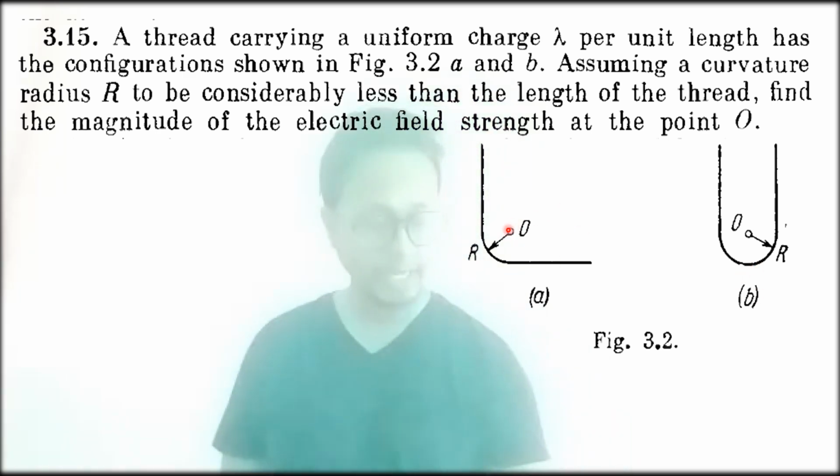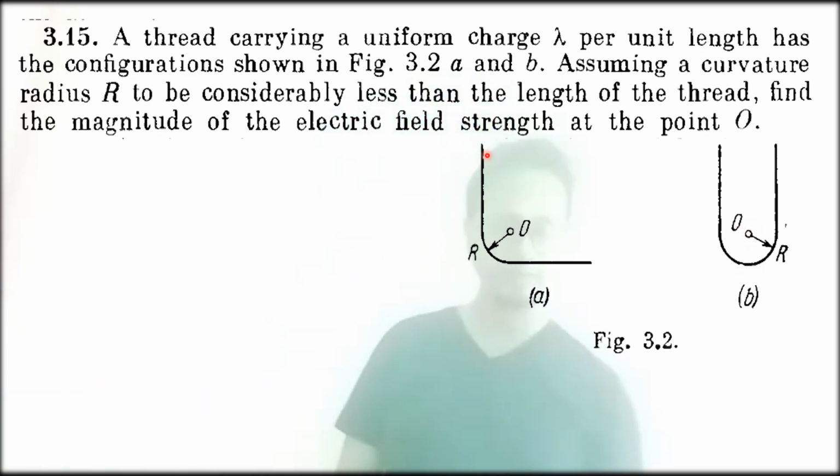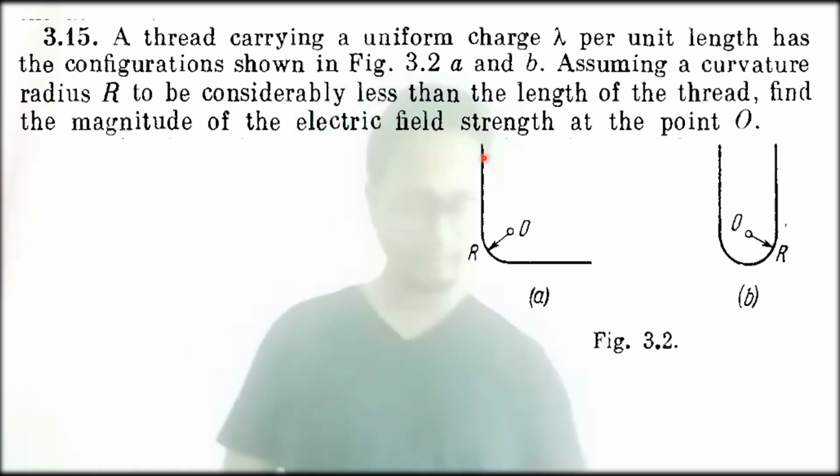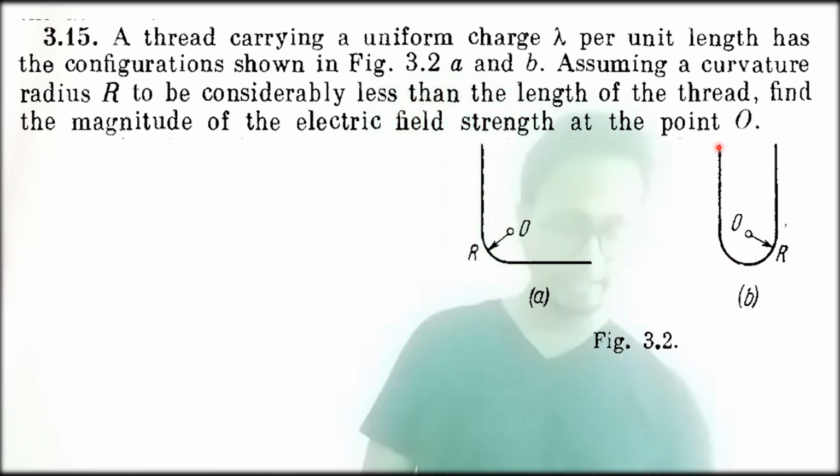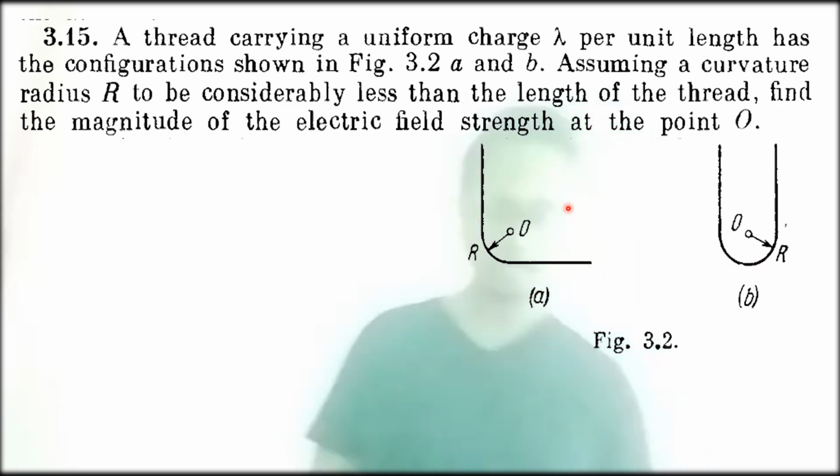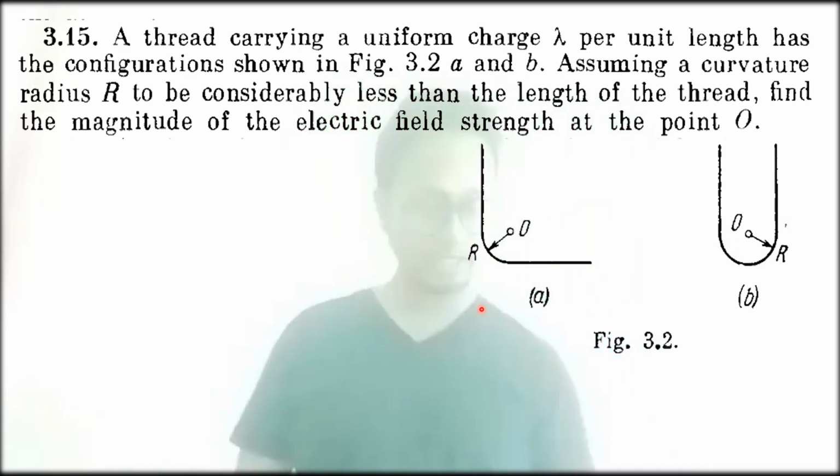We have to find the electric field at point O. Can I say for this diagram, it is made up of two semi-infinite wires and a circular arc, and even this diagram is made up of two semi-infinite wires and a semicircular arc. First I'll solve part A of the question.